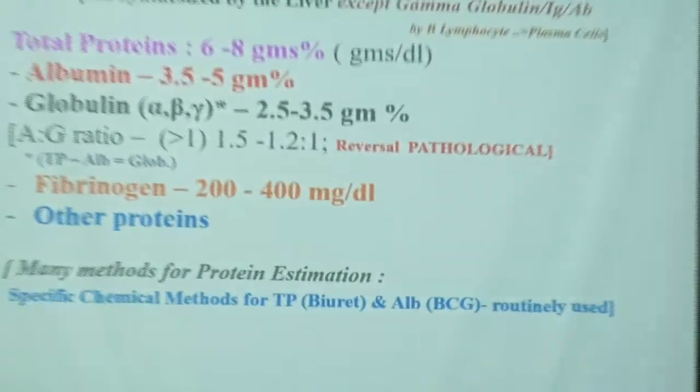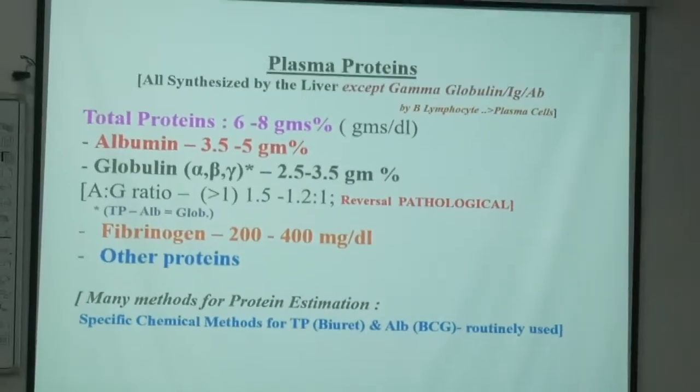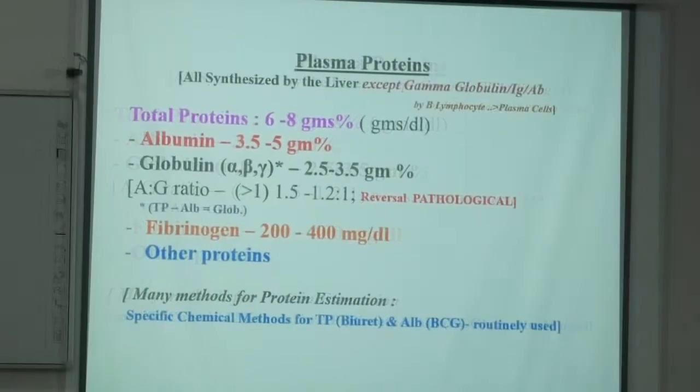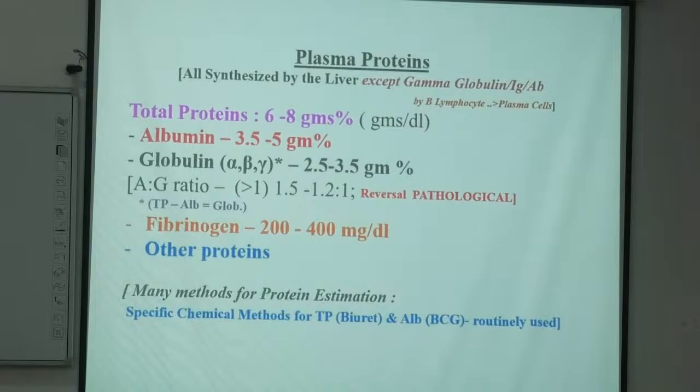So all plasma proteins are synthesized by the liver, remember. That you must remember, except gamma globulin. That is synthesized by the plasma cells, which are differentiated forms of B lymphocytes. That I will discuss tomorrow.